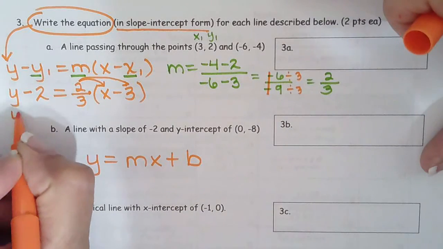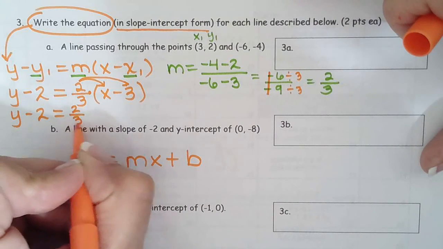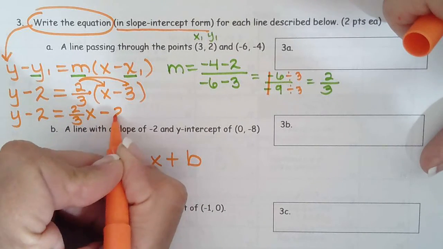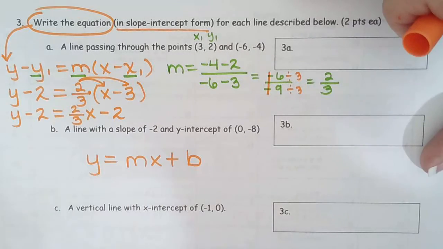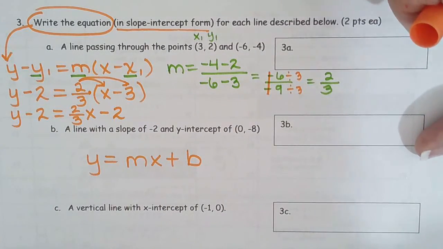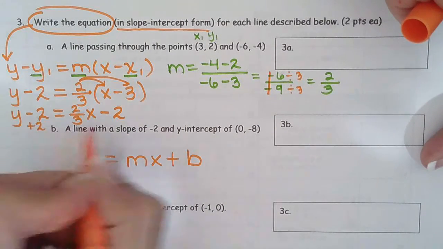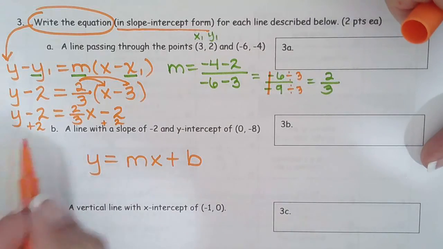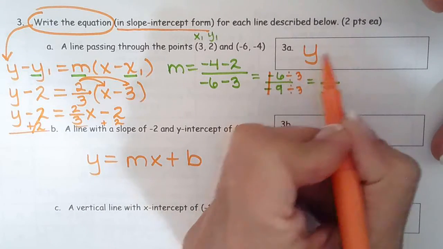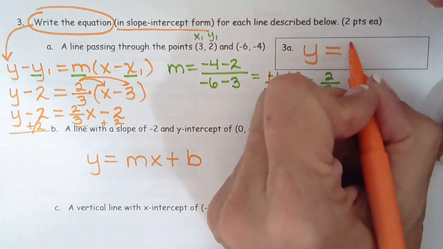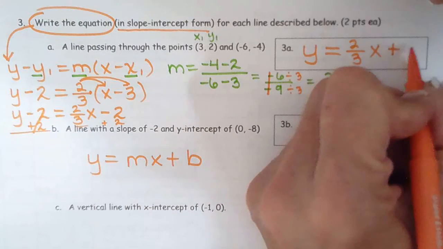So we get y minus 2 equals 2/3 x and minus 2. So positive times a negative is negative. The 3's cancel, so you just get 2. And it's not quite in slope-intercept form. Slope-intercept form is y is alone. So I have to add 2 to both sides to get that y alone. And so for my answer, I get y equals 2/3 x plus 2 minus 2 is 0.